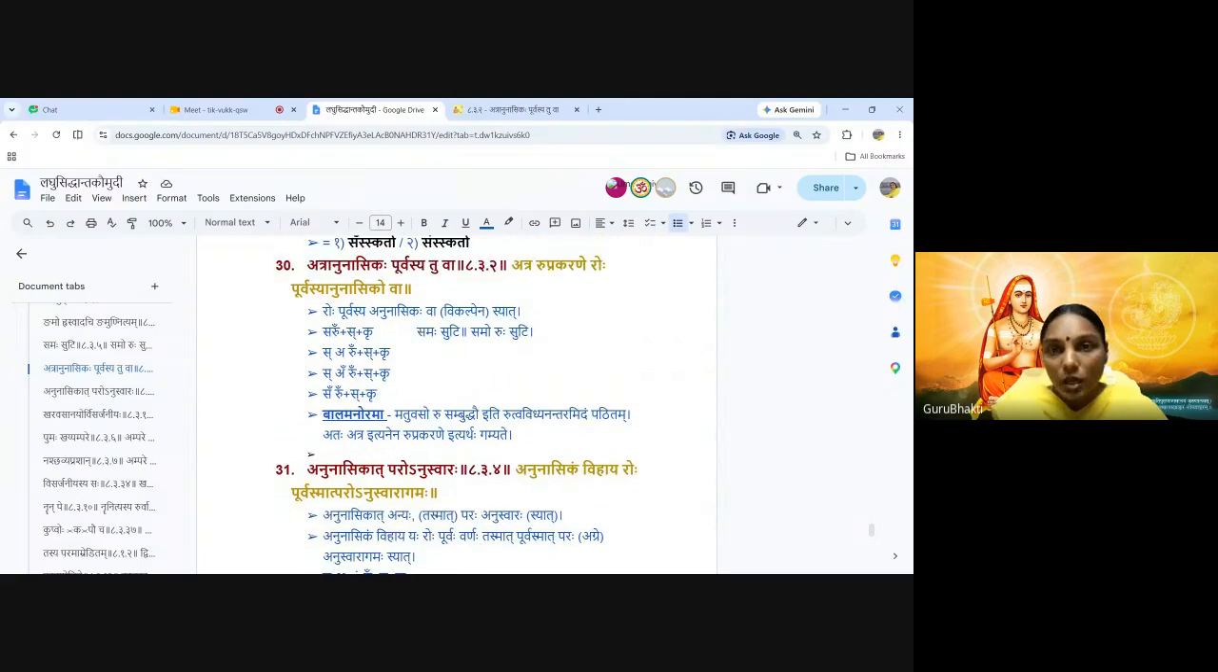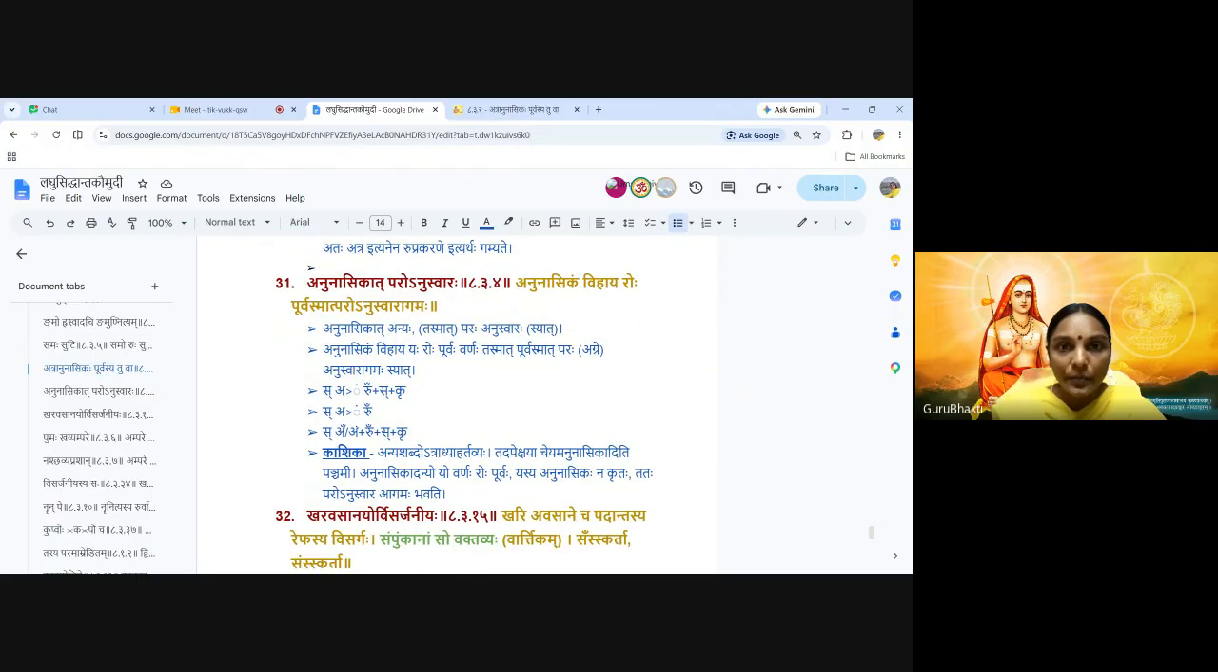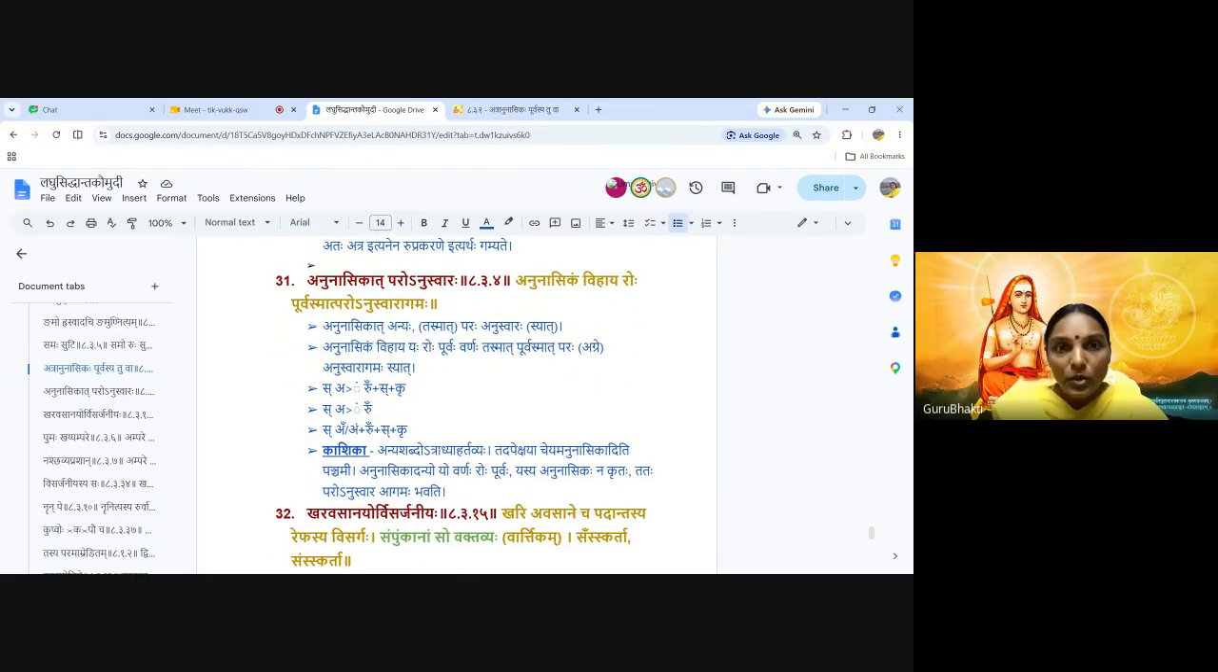Okay, now this is optional. This sutra is optional. If we don't apply this sutra, means if we don't make that akara anunasika akara, then another sutra comes. What do we have to do there? Anunasikat paronuswaraha. This sutra says, anunasikam vihaya, roho purvasmat paraha anuswara agamaha.